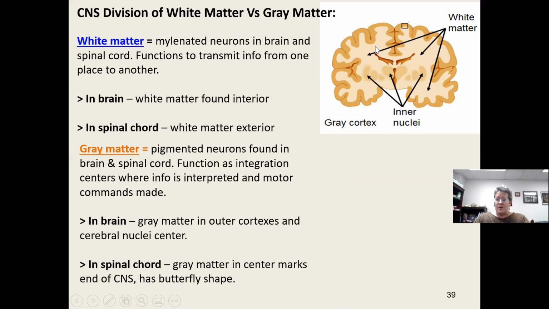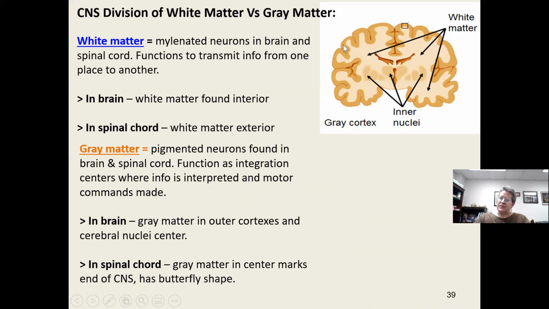So the white matter in the brain is more centrally located. Okay, now that's how information, think about wireless. Think about how information gets from one place to another. It gets from one place to another along tracks of white matter because of the myelin, and it gets there fast. So the central area of the brain is where white matter is found.